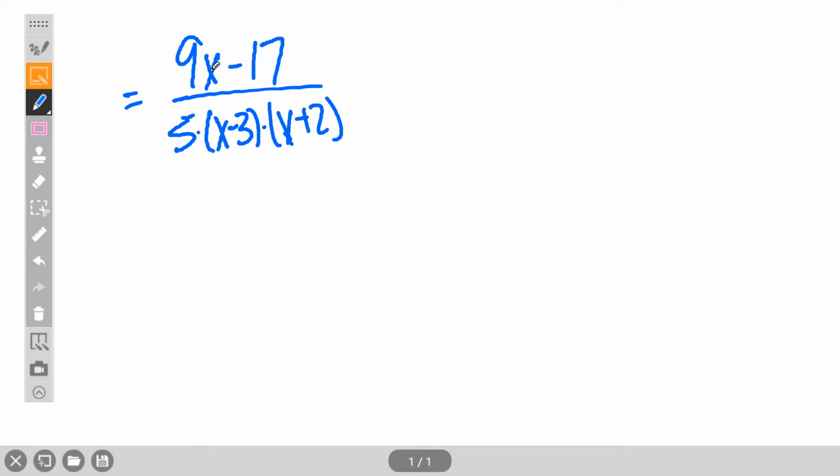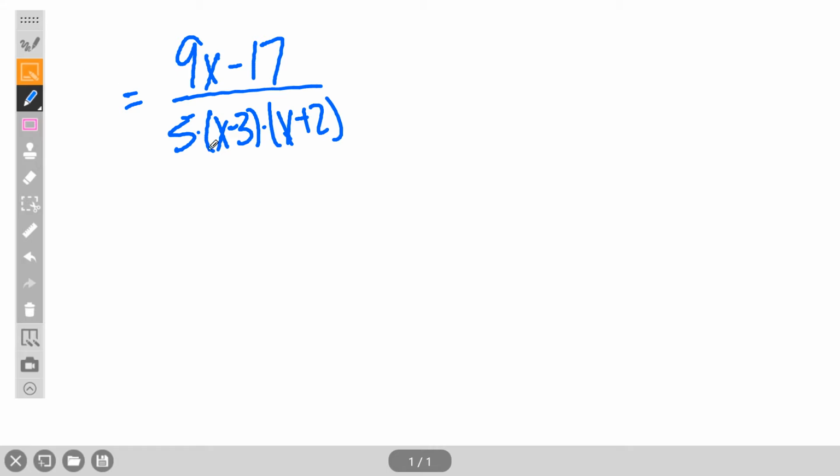This is where we left off: 9x minus 17 over 5x minus 3 and x plus 2. We look at the numerator and ask, can it be factored? Because if we can factor something out of the numerator and cancel it with something in the denominator, that would be great. Unfortunately, the numerator does not factor. It doesn't have a GCF or anything like that. So now we just need to put these into standard form.